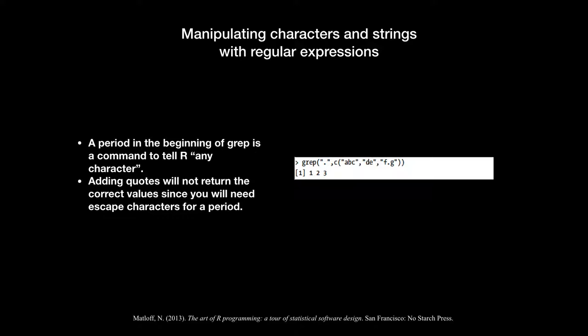So a period in grep is a command to tell R any character. You may have seen this in other languages if you have experience with them. If not, something that is tossed around loosely is that this is a wildcard character, which allows you to search for any character. Adding quotes will not return the correct value, since you will need to escape the character for the period if you want to look for objects that contain a period.